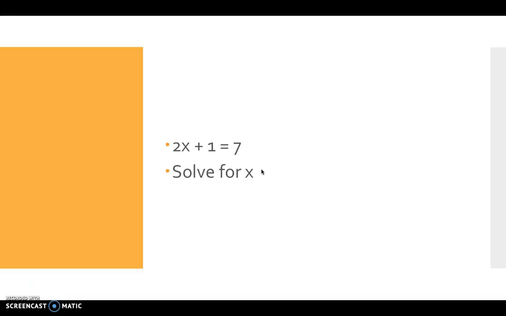A couple of examples here. This is not authentic learning: 2x plus 1 equals 7, solve for x. And 1/2 plus 3/4. Or if you just add a pizza onto that, it doesn't make it authentic learning, she would argue.